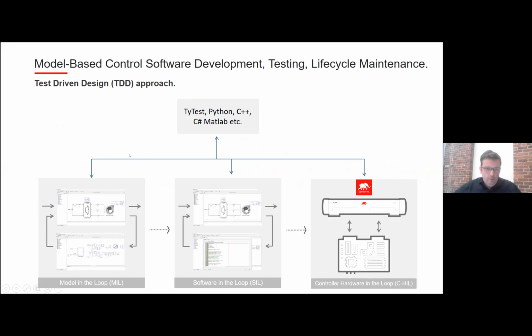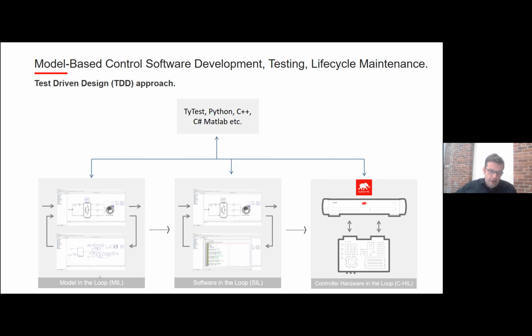So one thing that we can learn, that we have been deploying and advocating for, is really model-based control software development, testing, and lifecycle maintenance. This is how you design your control software for your devices, and how you then do testing, validation, subsystem integration, system integration, deployment, and then lifecycle maintenance.